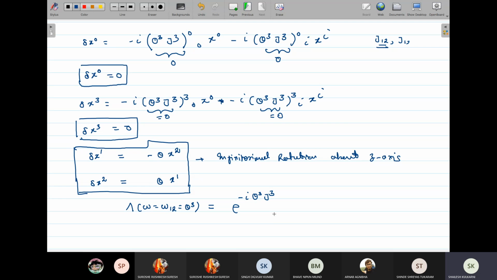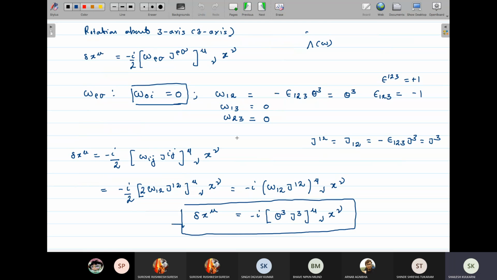Same thing you can do for boosts. So you take the boosts and construct. This is important: for the boost you have to choose, suppose you are taking the boost along the x-axis, so you choose the parameters like that, and get the form of Lambda(omega). So we'll get the expected results.